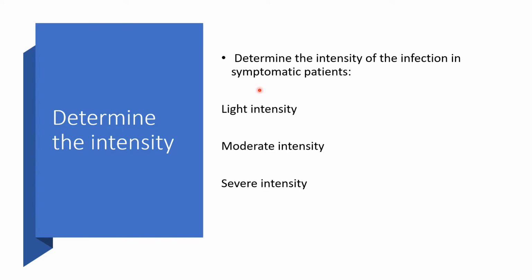The patient is symptomatic and we want to determine the intensity of the infection. Okay, we can do that. We can find out. Are we dealing with light intensity, moderate, or severe? It is going to be light intensity when we are dealing with about 100 eggs per gram. It's moderate when it's about 100 to 400 eggs per gram, and it is severe when it is greater than 400 eggs per gram.